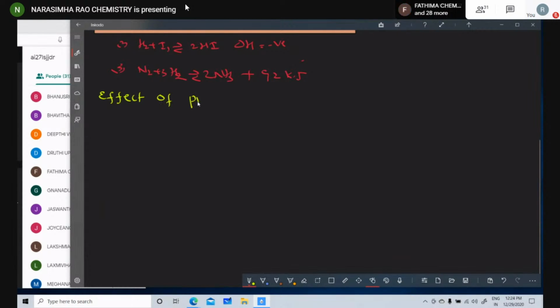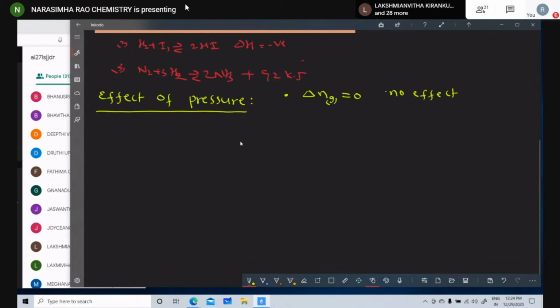Effect of pressure. Conditions what I am giving. First condition: delta Ng is equal to 0. No effect. By changing the pressure, no effect. Whatever, if you increase or decrease the pressure, equilibrium neither shifts towards forward nor towards backward whenever delta N is equal to 0.